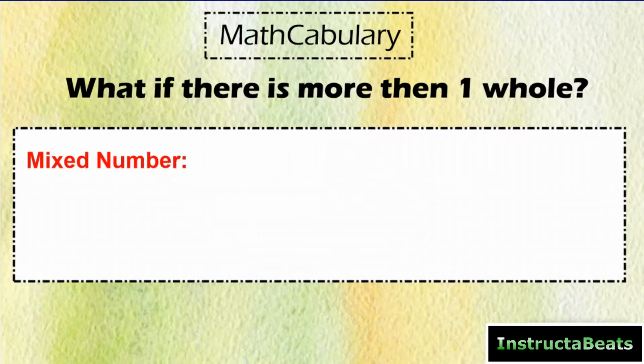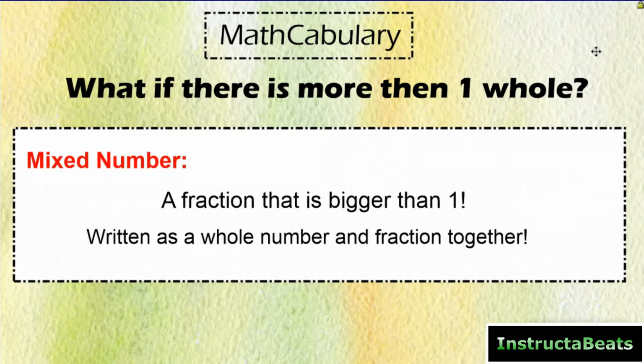What if there is more than 1 whole? Well, we learned last lesson you could say it as an improper fraction, or you could say it as a mixed number. A mixed number is a fraction that is bigger than 1, and it's written as a whole number and a fraction together. So you write the whole number to show how many complete wholes are shaded in. Then the fraction represents the fraction of the last piece that is also shaded in. Mixed numbers and improper fractions represent the same thing, just 2 different ways to write it. Let's take a look and practice this.